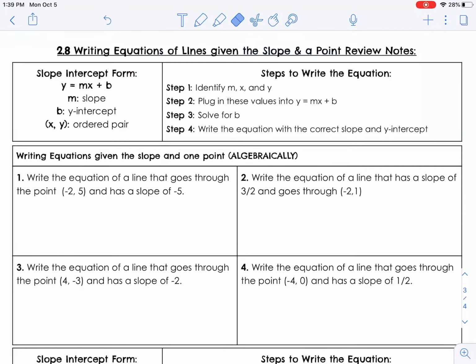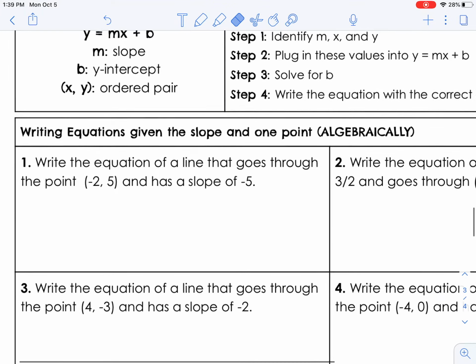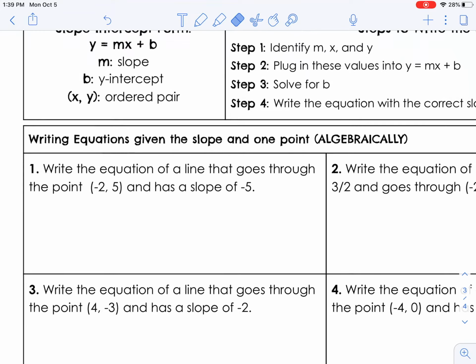So let's look at our steps that we're going to use to write our slope-intercept form. Step number 1 is identify m, x, and y. Step number 2 is plug in these values into y equals mx plus b. Step 3 would be to solve for b, and step 4 is to write the equation with the correct slope and y-intercept. So let's look at number 1. It says write the equations given the slope and 1 point, and we're going to solve these algebraically.